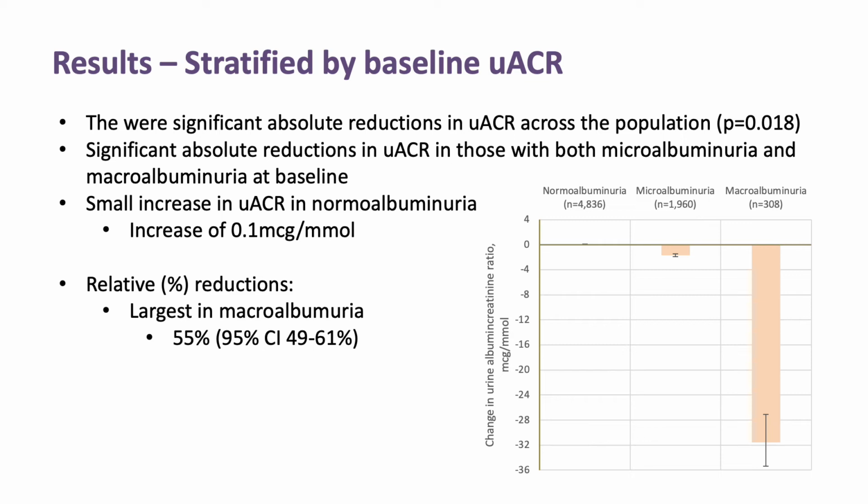In those with microalbuminuria and macroalbuminuria at baseline, there were significant reductions in absolute terms in urine albumin creatinine ratio between baseline and follow-up, and these are demonstrated in the bar chart on screen now. In relative terms, this remained similar, and the largest reductions, again in relative terms as well as absolute terms, were in the macroalbuminuria group, with a 55% reduction in urinary albumin levels between baseline and follow-up.